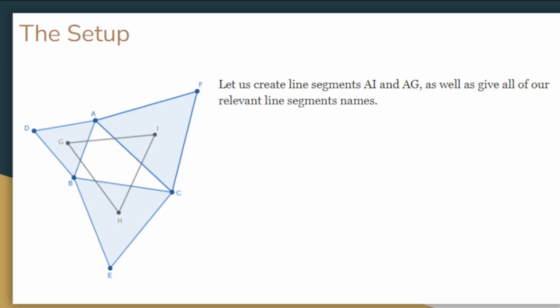To begin, let us create line segments AI, AG, and give all of our relevant line segments names. So AG will be Q, AI will be P, GI will be GI, and we will also label the sides A, B, and C.